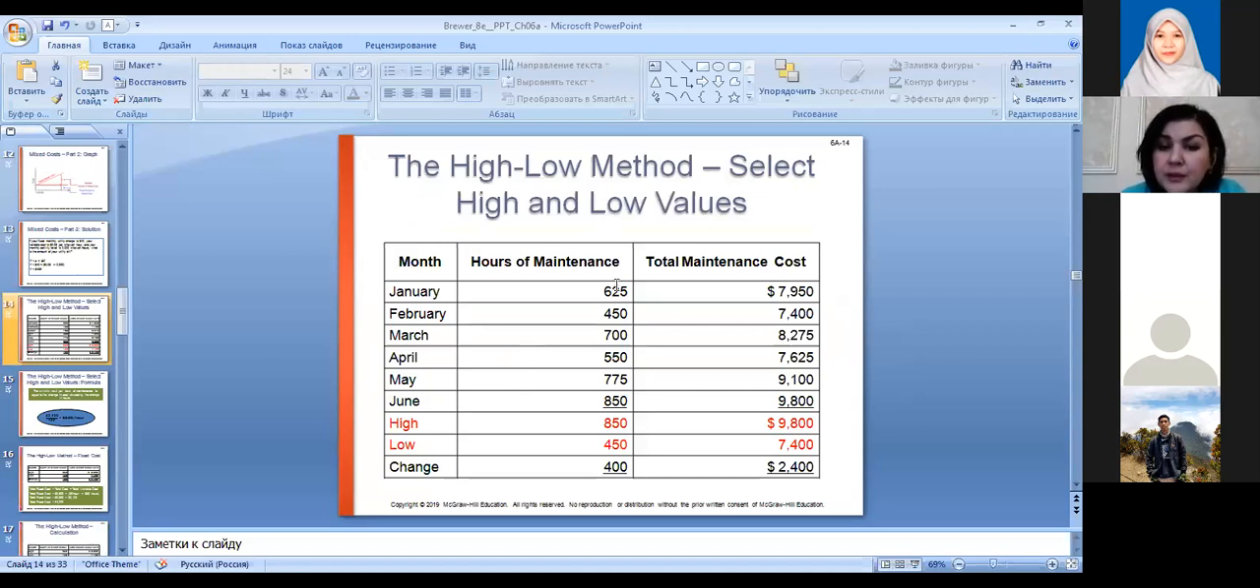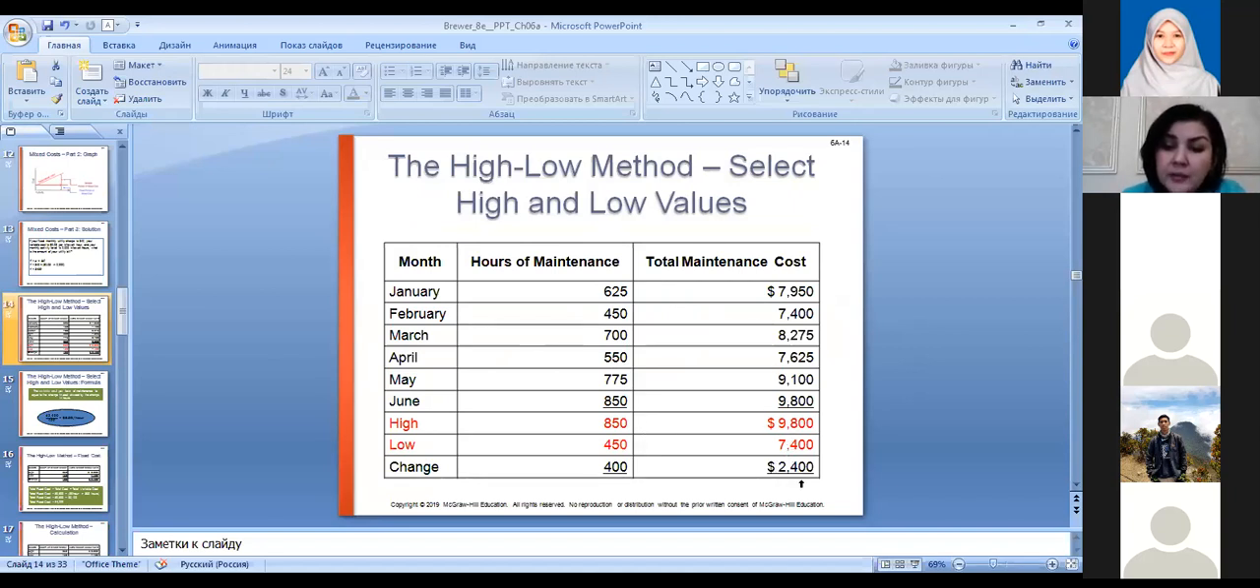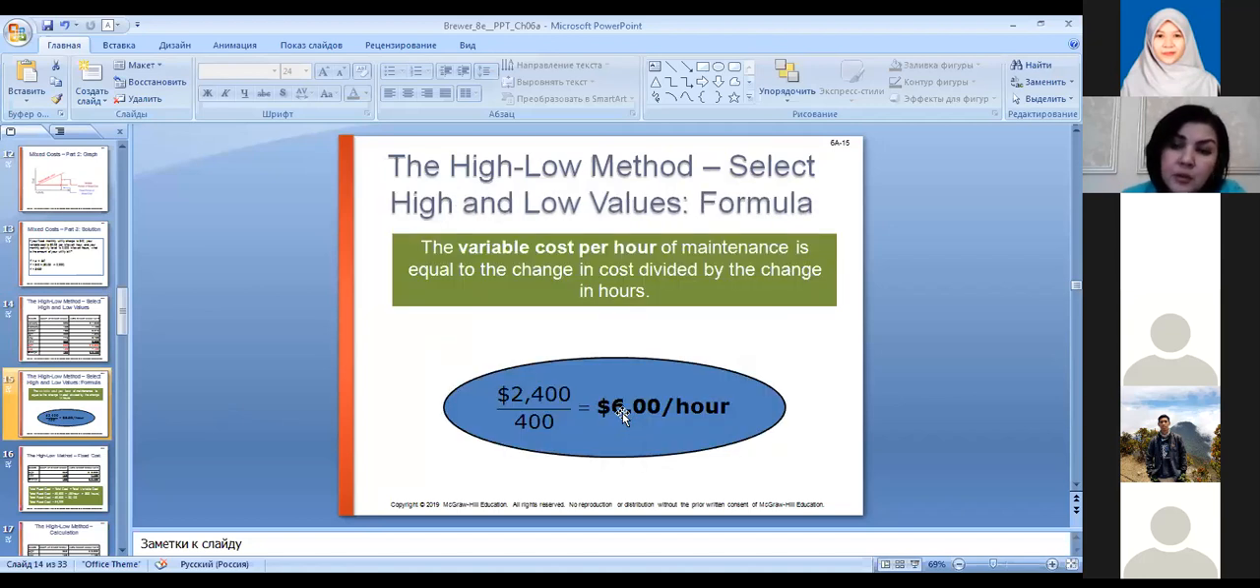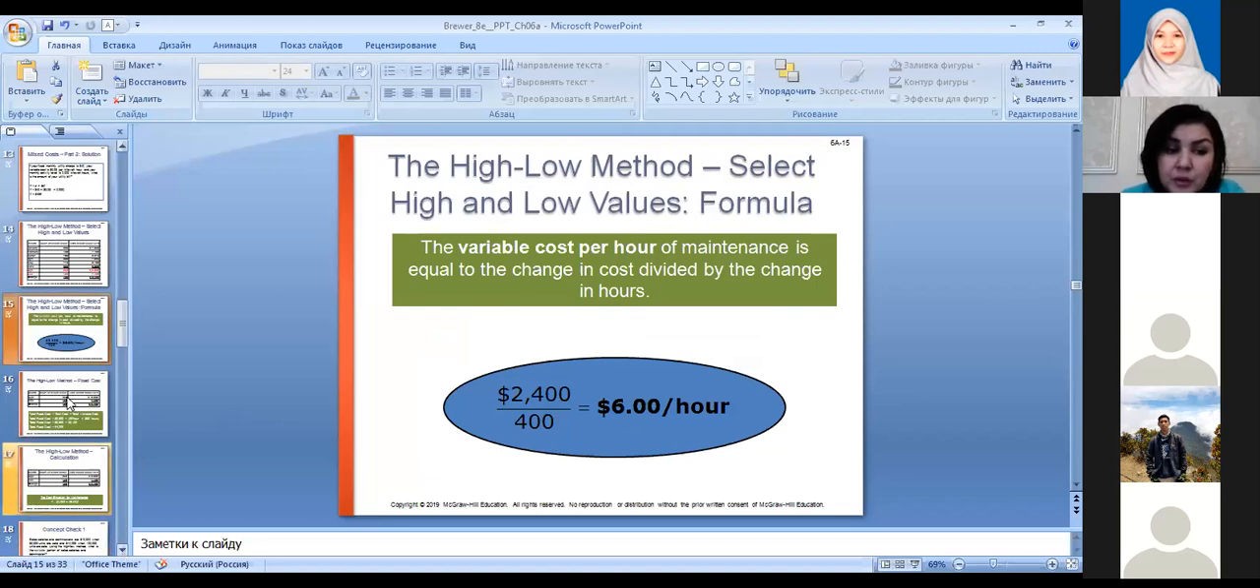Because the fixed cost remains fixed, which cost will change with the number of units? As the number of units increases, only variable cost will be changing. And this difference, 2,400, is the variable cost. If we divide by the change in number of units, the difference between high and low, we calculate variable cost per unit. Okay, we know variable cost per unit. So what is next?